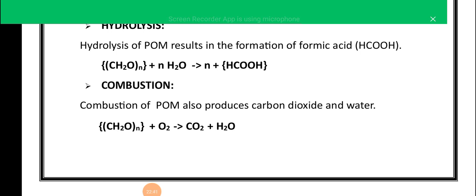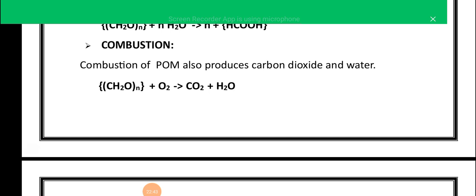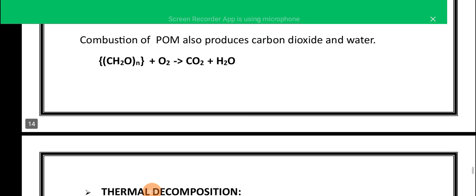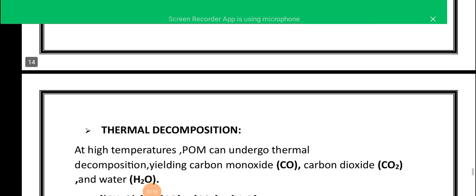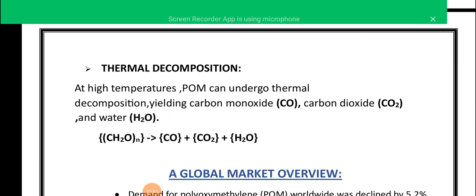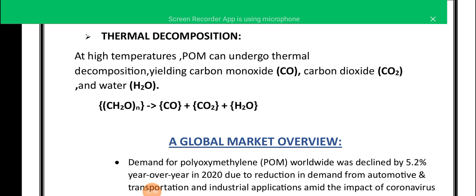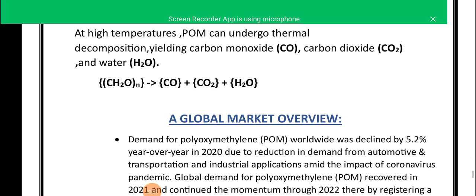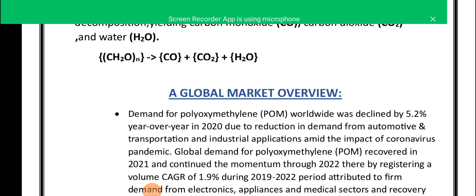Combustion. As we know, combustion reactions always release carbon dioxide and water. When we react polyoxymethylene with oxygen, it releases carbon dioxide and water, CO2 and H2O. Thermal decomposition. At high temperatures, polyoxymethylene can undergo thermal decomposition, which can release carbon monoxide, carbon dioxide, and water, as we can see in this reaction.